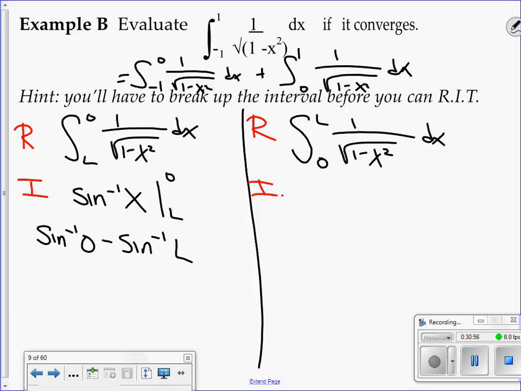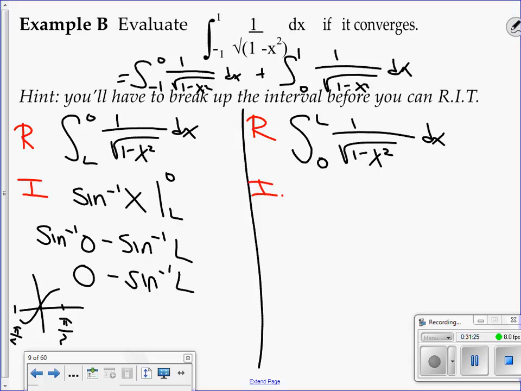What is the angle whose sine is 0? You're only allowed to choose angles between negative pi over 2 and pi over 2 for inverse sine. So the angle whose sine is 0 is 0. Are we okay that that's 0? So this is 0 minus the inverse sine of L, or just negative the inverse sine of L for this one.